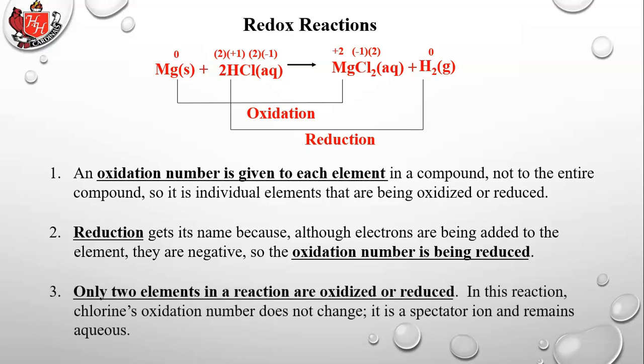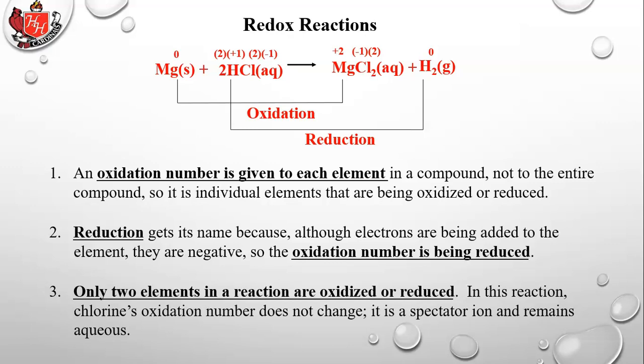Only 2 elements in a reaction are oxidized or reduced. In this reaction, the one up above, chlorine's oxidation number does not change. So it's 2 times 1 minus on one side and 1 minus times 2 on the other, so that's -2. It does not change. It's a spectator, remains aqueous. But look at magnesium. Magnesium starts off on the reactant side as a 0 charge. It's just a normal magnesium atom. And then when it gets over to the product side, it becomes Mg2+. So its oxidation number increased, and that means it was oxidized. It went from 0 to +2.